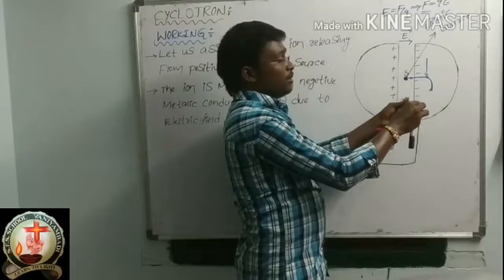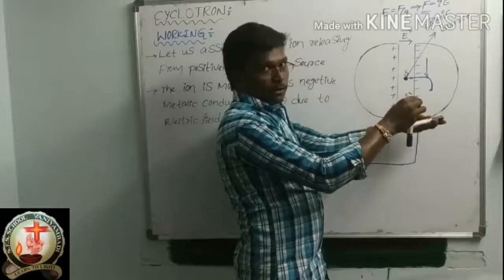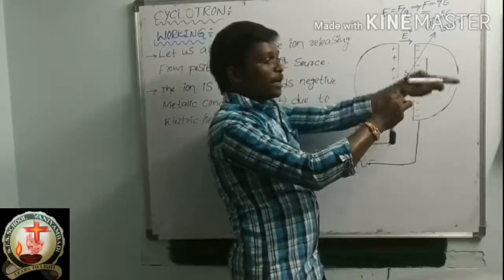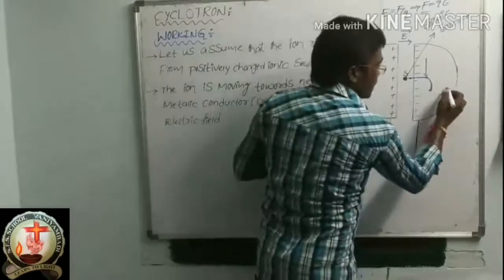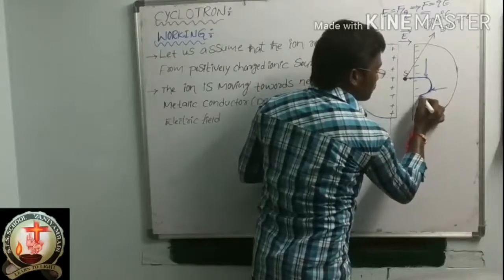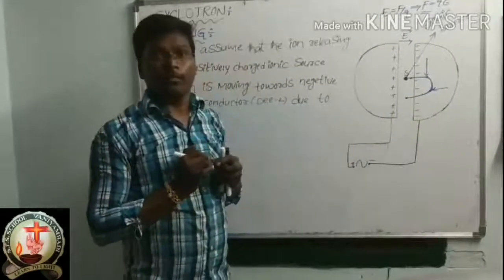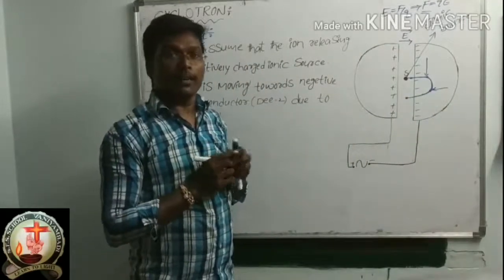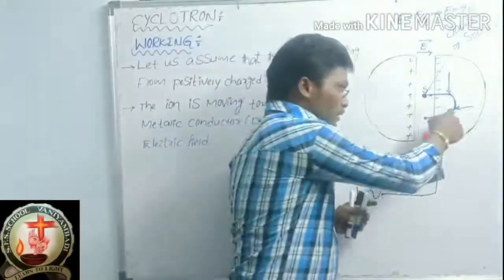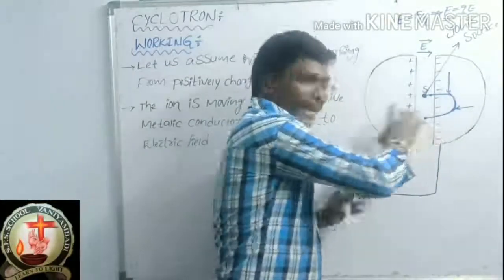So again both are perpendicular, which means again this particle will experience a force. In what direction? Perpendicular to both of these. This is 90 degrees. So perpendicular means this direction, and this force will act in this direction. Then the particle will move in this direction. And finally the particle reaches this gap. Finally the particle will reach this gap only.